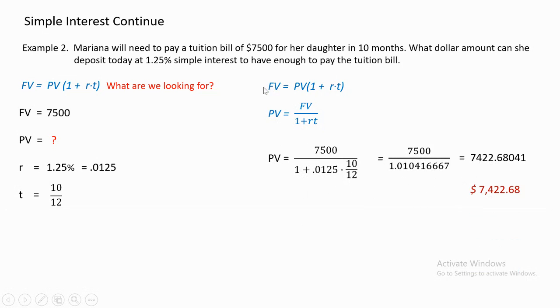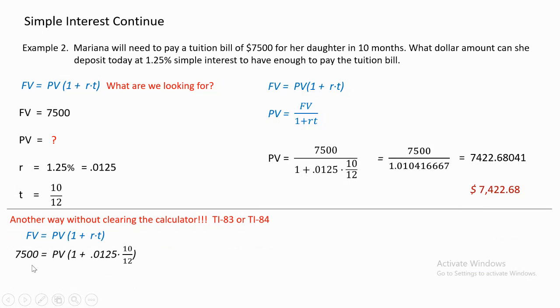But I want to show you with this very same formula, the original formula, how to do it without stopping and clearing the calculator. Okay? So this is my formula. So I plug everything in how it goes. So the first thing you're going to do is enter parentheses 1 plus 0.0125 times 10 divided by 12 into your calculator. That's what you're going to get.